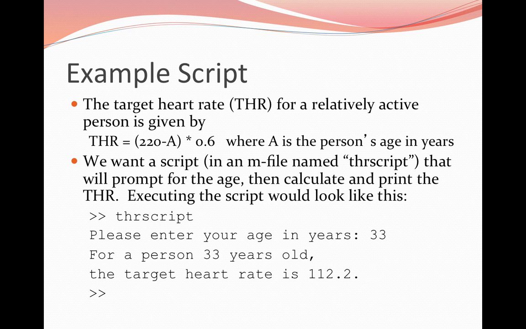So at the prompt, we type the name of the script. Again, not the .m, just the name of the script, THR script. That's going to start executing the script. It's going to start by prompting by saying, please enter your age in years. And then, for example, if I type in 33, then it's going to calculate the target heart rate, and then it's going to print it using fprintf in exactly this format: for a person, and then repeating what the user entered for the age, in this case 33 years old, comma. And on the next line, it prints the target heart rate is, and then what it calculated, which is 112.2, using 1 decimal point. And then we get the command prompt again.